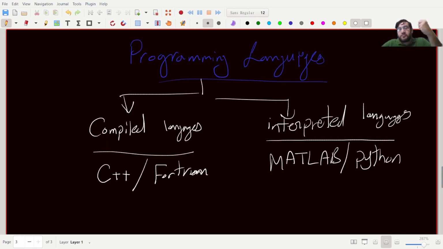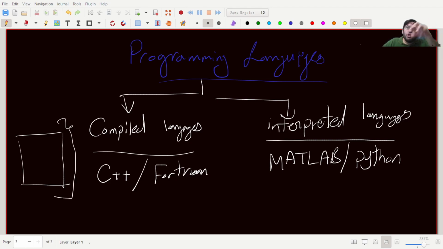Now, what is the difference? For the compiled languages, you write a whole, complete code, and then there is another software called a compiler. The compiler scans and reads the whole code, checks for syntax errors, and if there are no errors, it produces a version of the code that's ready to execute. Then you can execute the whole code at once.